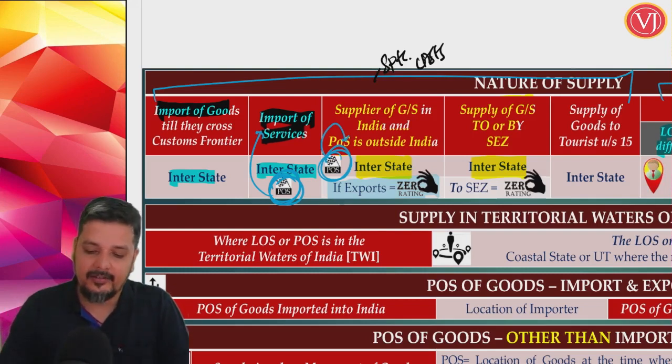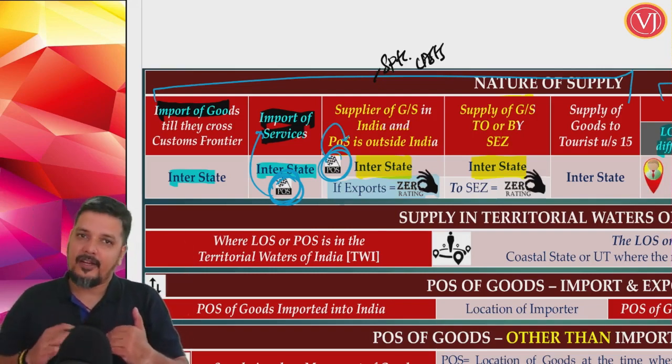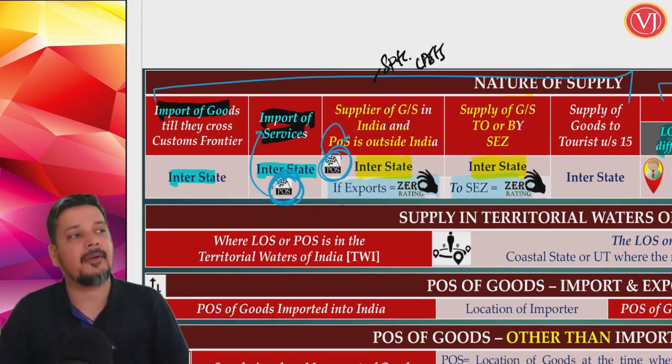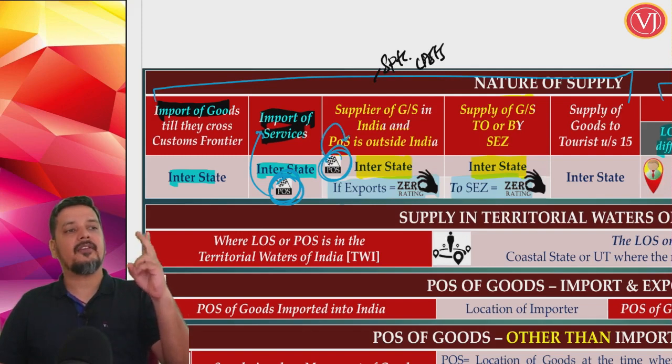Also understand that purchase from SEZ is IGST. Sale to SEZ is IGST. But what is zero rating? Zero rating is only sale to SEZ, supply to SEZ. What are the two cases of zero rating? Export of goods and services, and supply to SEZ.